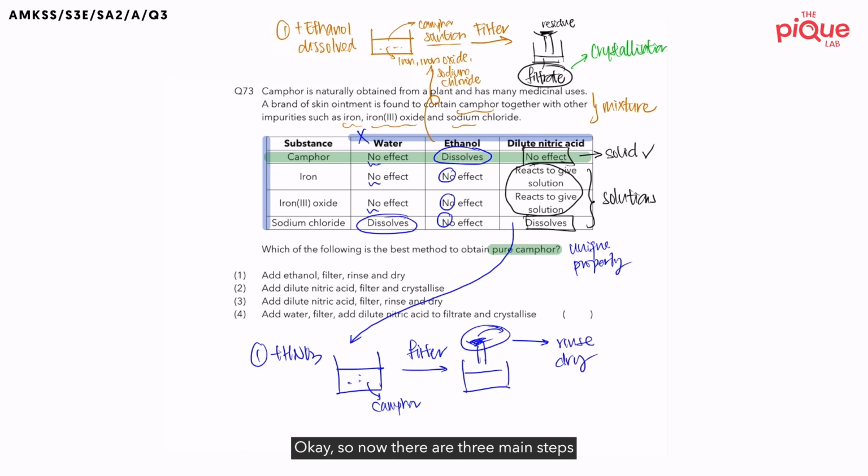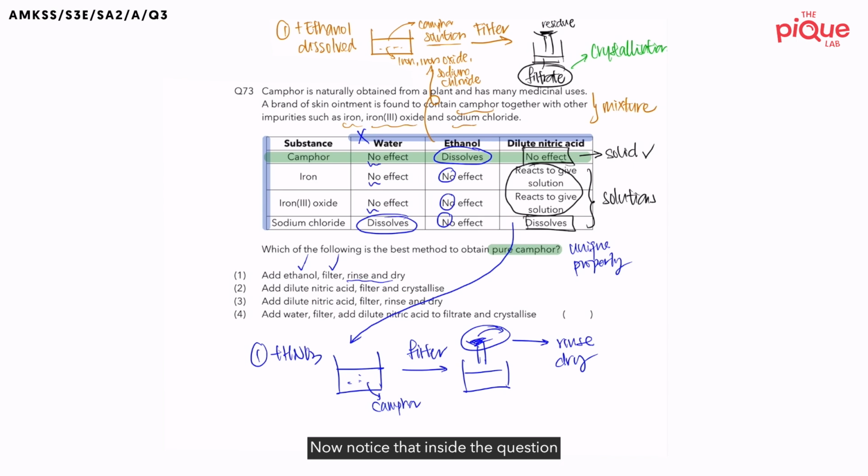Okay, so now there are three main steps for the dilute nitric acid way. Add dilute nitric acid, filter, and rinse and dry. Now let's take a look at the steps given to us in the options. Option number 1 says add ethanol, alright, this is okay. Filter, alright, this is what we said. And it says rinse and dry.